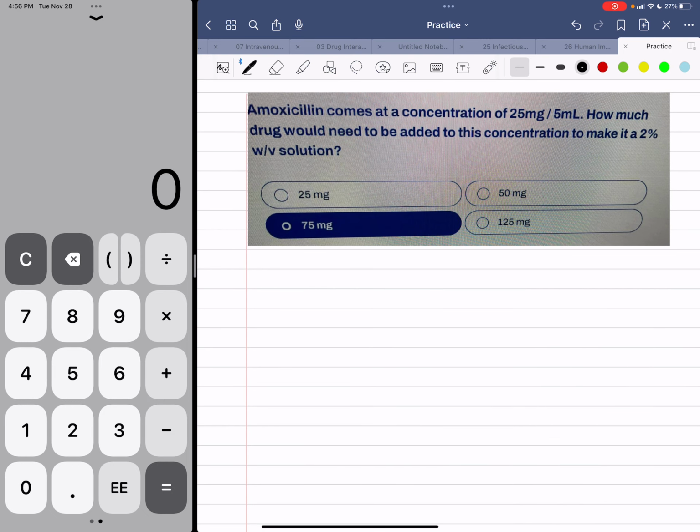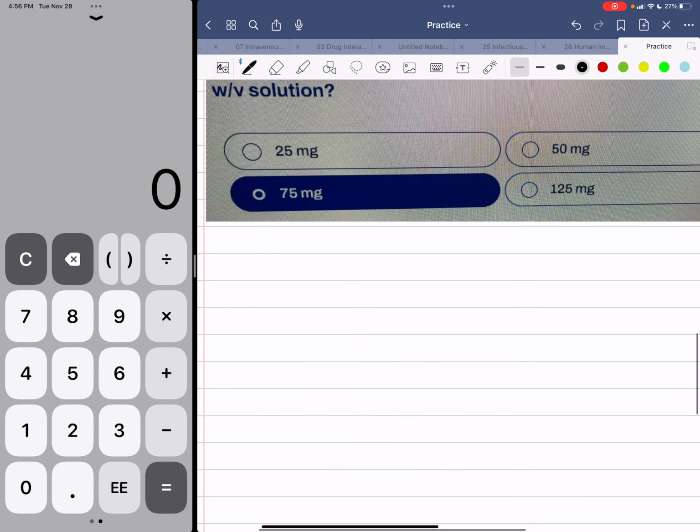All right, so we have a problem here. Amoxicillin comes at a concentration of 25 milligrams per 5 mL. How much drug would need to be added to this concentration to make it a 2% weight per volume solution?